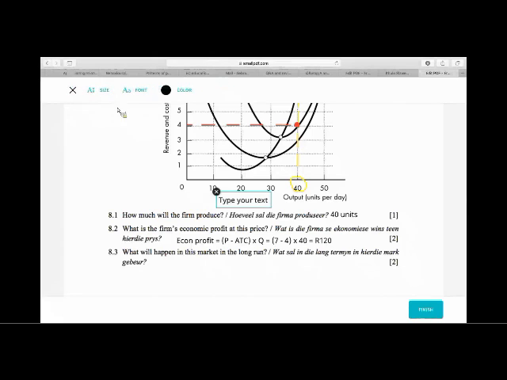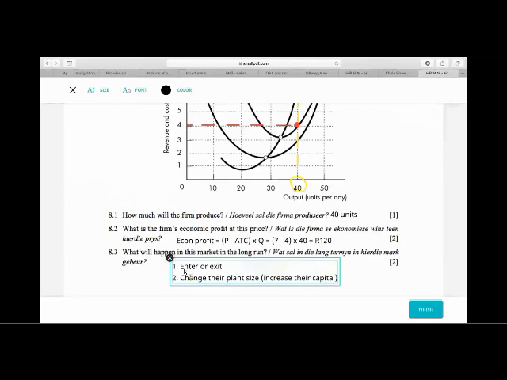So in the long run, firms have two decisions. The first decision, they could either enter or exit. And the second thing that they could do in the long run is they can change their plant size, so basically increase their capital. Now, when it comes to the dynamics of perfect competition, we've only covered entry and exit. So you can kind of ignore that as an option. So what we want from you here is a discussion of whether or not this short run outcome will create either entry or exit into this market.